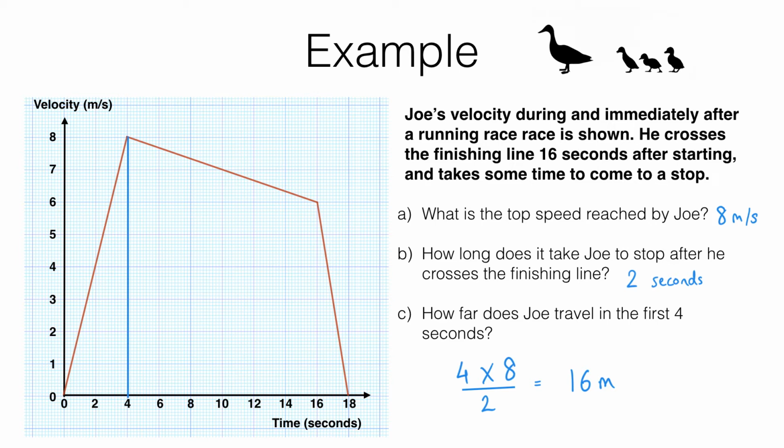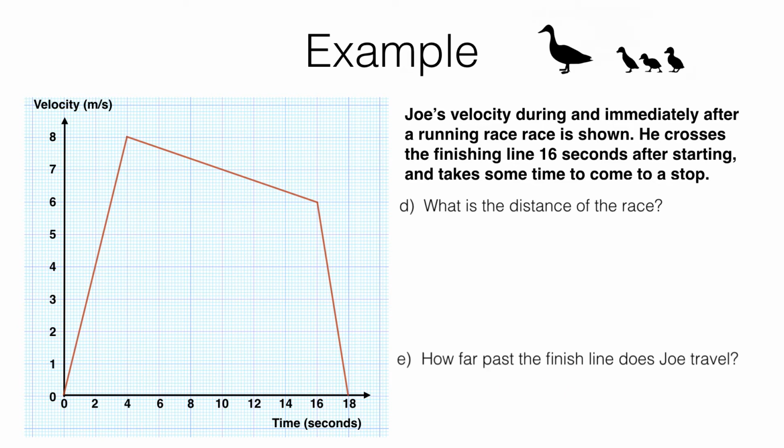Now, some of you might be feeling a bit confused because I talked about this being the area under the graph, and you're used to area being measured in units like centimeters squared or meters squared. But that's because the sides that you'd be measuring would be measured in something like centimeters or meters. In this particular graph, we're not multiplying meters by meters to get meters squared. We are multiplying seconds by meters per second. And when you multiply those units together, you get meters. So there's our answer. Joe travels 16 meters in the first 4 seconds.